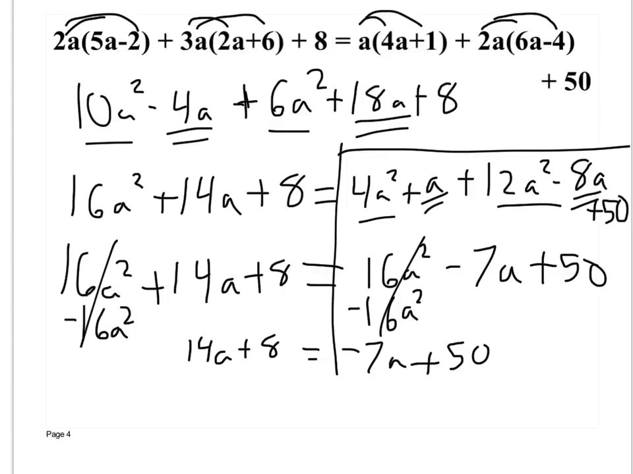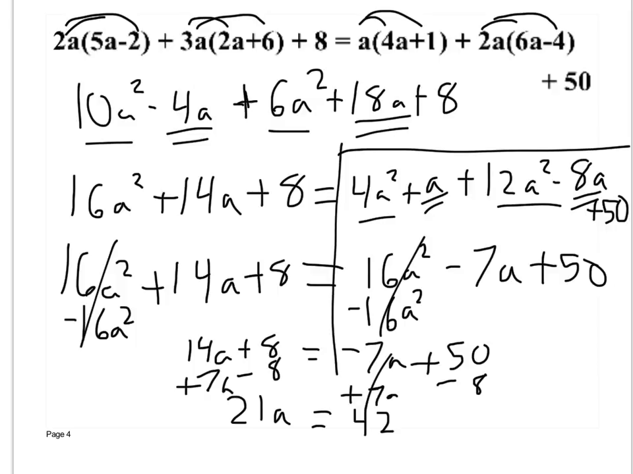Why did you get negative? So I got to get a by itself. So I add 7a, move the smaller one to the other side. I get 21a plus 8. I'm going to subtract 8 in the same step just so I have room. 21 times a is equal to what? 42. 50 minus 8 is 42.